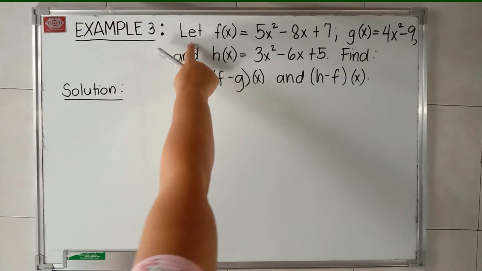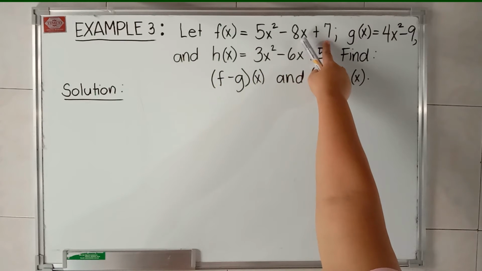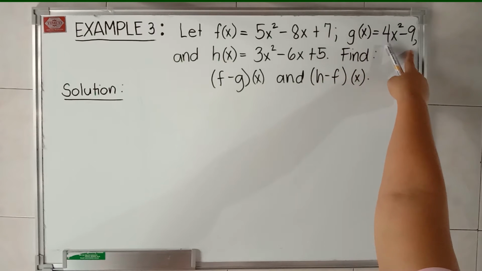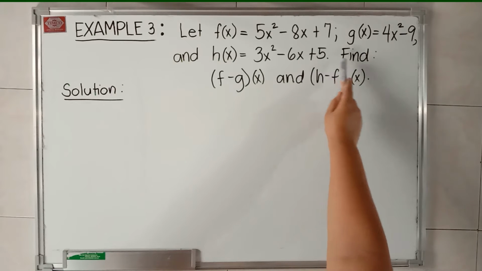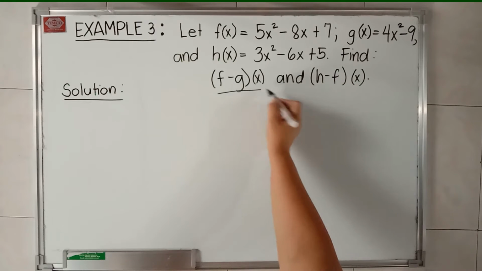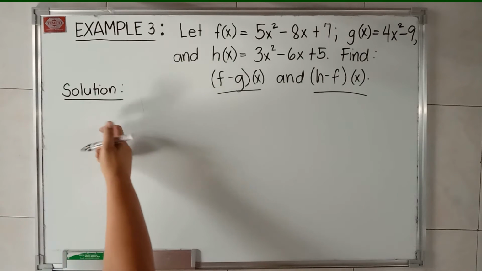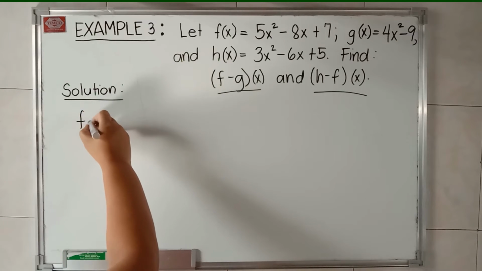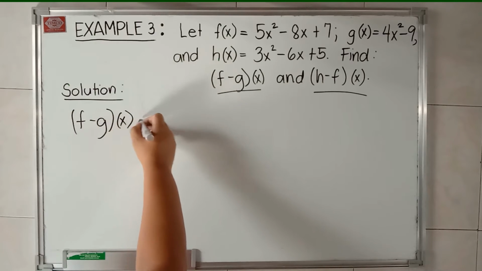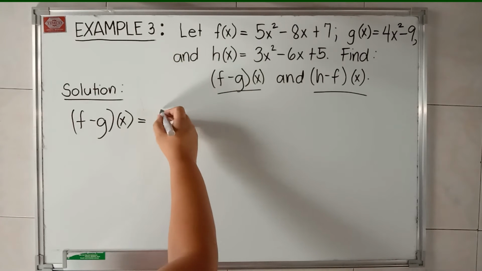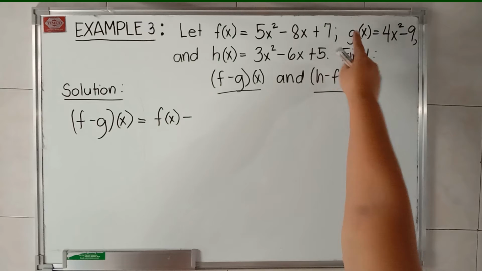For our example 3, let f of x is equal to 5x squared minus 8x plus 7. G of x is equal to 4x squared minus 9, and h of x is equal to 3x squared minus 6x plus 5. Find f minus g of x and h minus f of x. So we have first the solution. So we will do first f minus g of x. So f of x, from the definition, f of x minus g of x.